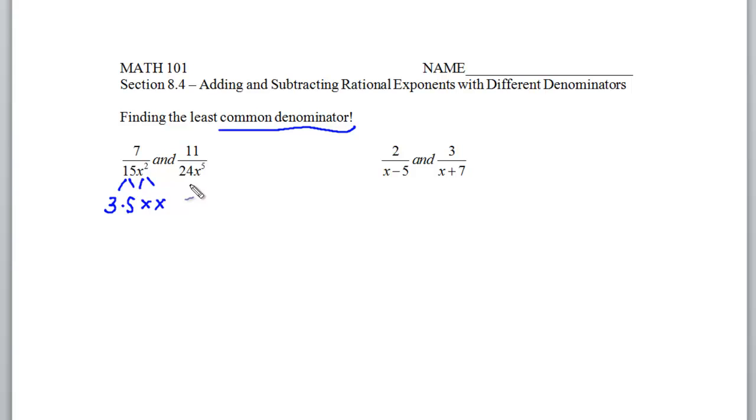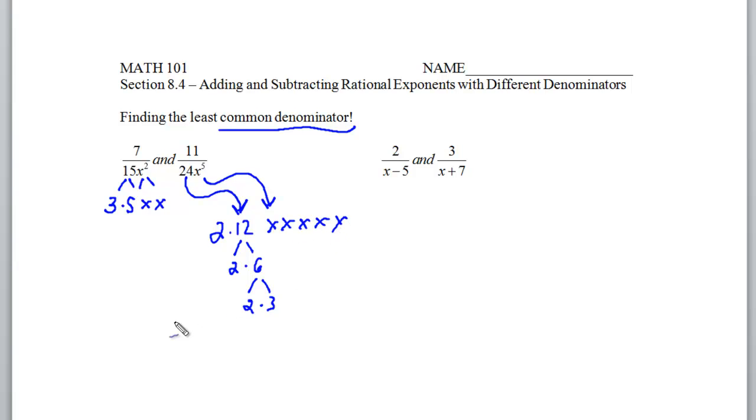Now 24 is a little bit trickier animal, and to do that I'm going to move over here a little bit. 24 can be divided into 2 times 12. Now 12 can be divided into 2 times 6, which can then be divided into 2 times 3. So 2 times 2 times 2 times 3 makes 24. And you'll notice that my x to the 5th can also be written with 5 x's. That's really what x to the 5th means.